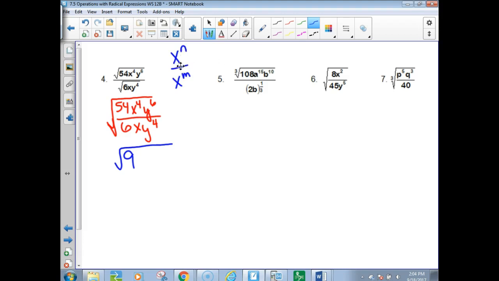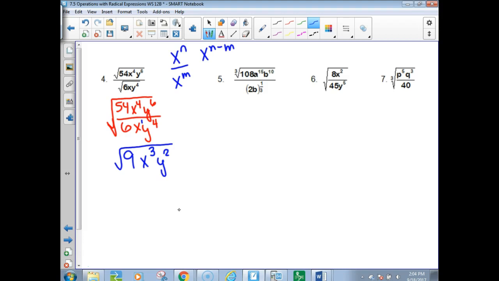What do I do when I divide exponents? Yes, sir, Cameron. N minus m. You would subtract the exponents. So what's the exponent on an x? It's just a 1. So if I subtract 1 from 4, I'm going to have x cubed under here. And then I have y to the 6th divided by y to the 4th. Subtract 4 from 6, we get y to the 2nd.